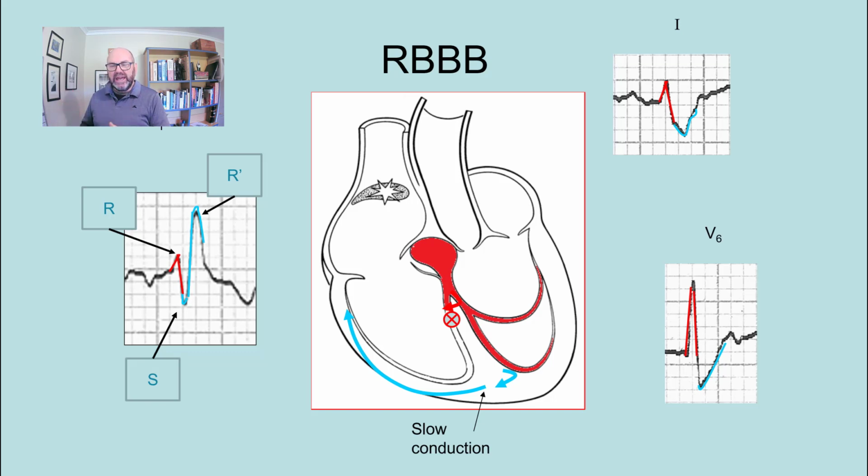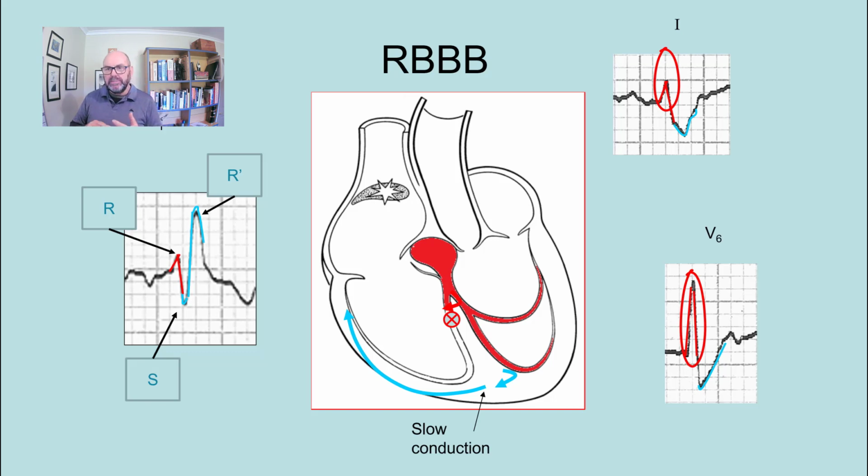The block in the right bundle and the slower depolarization of the right ventricle is going to delay the depolarization of the right ventricle. In the meantime, the depolarization on the left is electrically unopposed, and this is going to cause a large positive deflection in the left leads. So we're always going to be looking to see large R waves in lead 1 and V6.